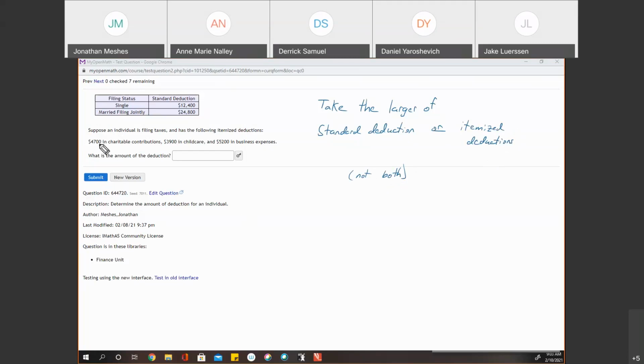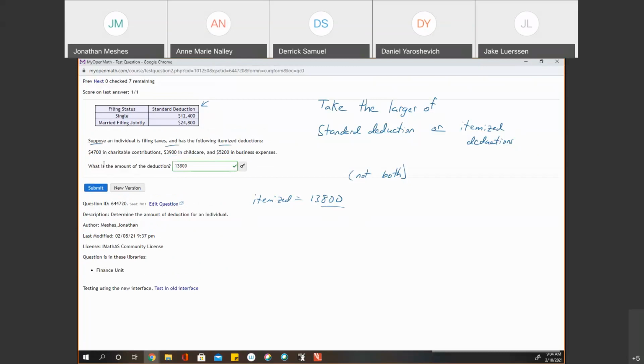Okay, so here, if I look at the itemized deductions, I have 3 of them, so I'm going to add them up. $4,700 plus $3,900 plus $5,200. Okay, and our itemized deductions add up to $13,800. Since this is an individual, the standard deduction is $12,400. The itemized deductions are bigger, so the amount of deduction that we want here is going to be $13,800.